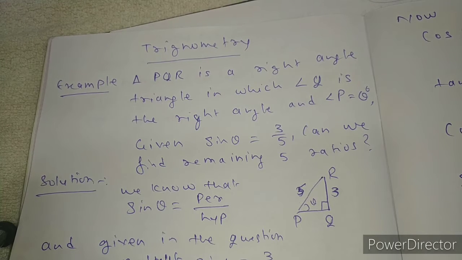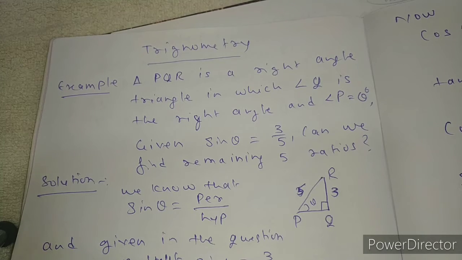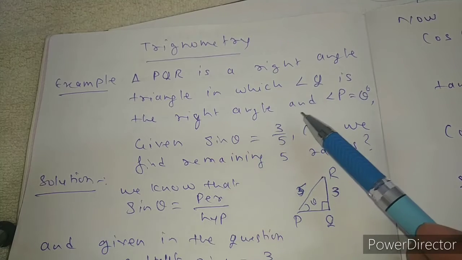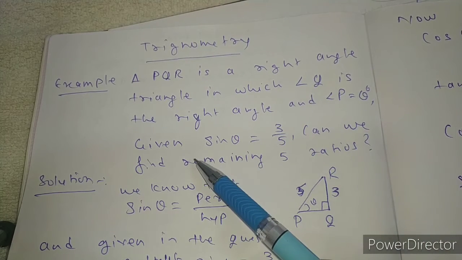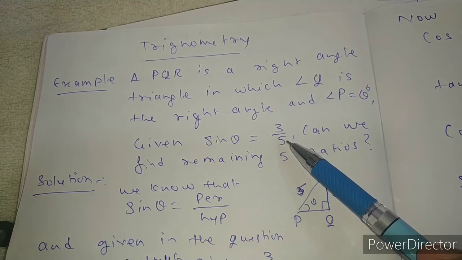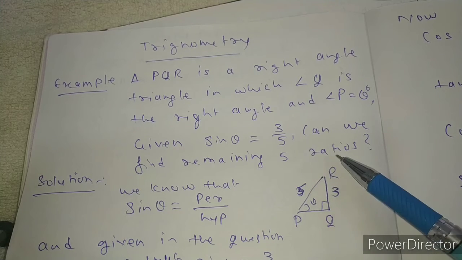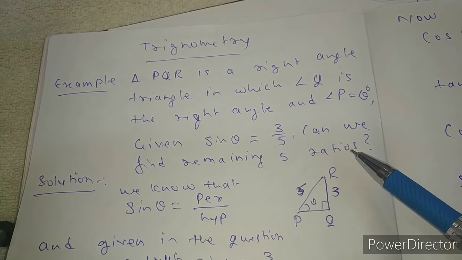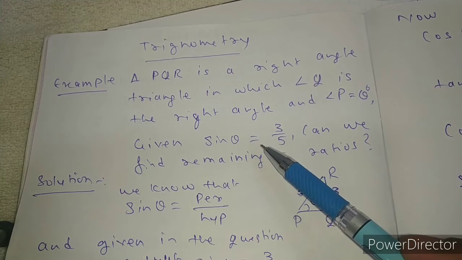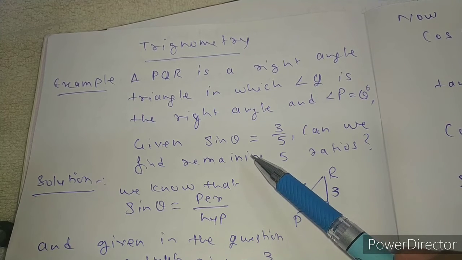Question is, triangle PQR is a right angle triangle in which angle Q is the right angle and angle P is theta degrees. Given sin theta is equal to 3/5. Can we find the remaining 5 ratios? What are the 5 ratios? Sin theta is 1 ratio, cos theta, tan theta, cot theta, sec theta and cosec theta.